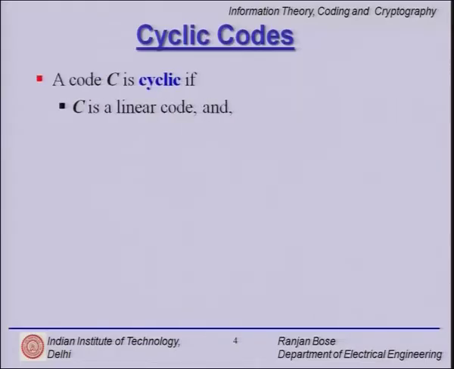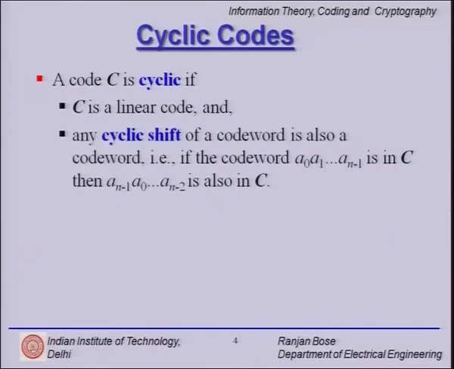Now, let us define it first. A code C is cyclic if, number 1, C is a linear code. So, we are now looking at a subclass of linear block codes. Whatever theory we have learned so far is applicable to cyclic codes, because C is itself a linear block code. But what is more is that any cyclic shift of a code word is also a valid code word.